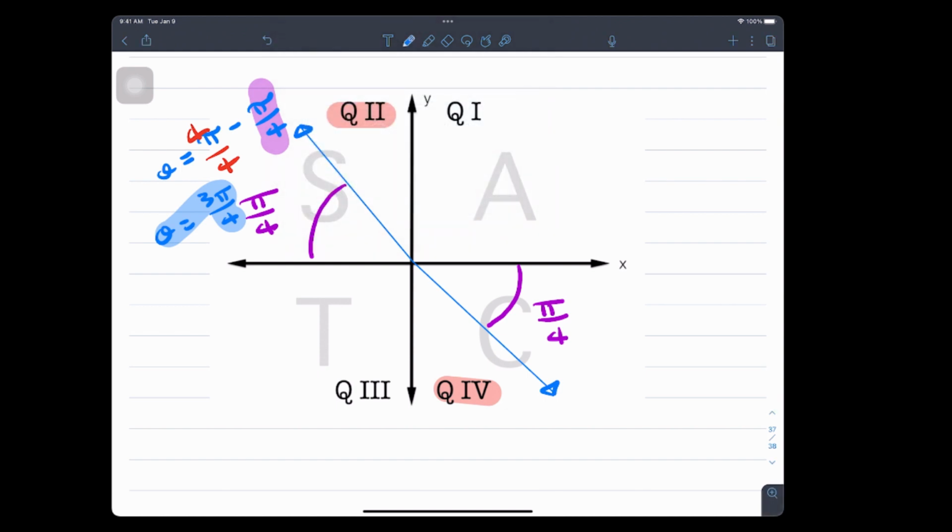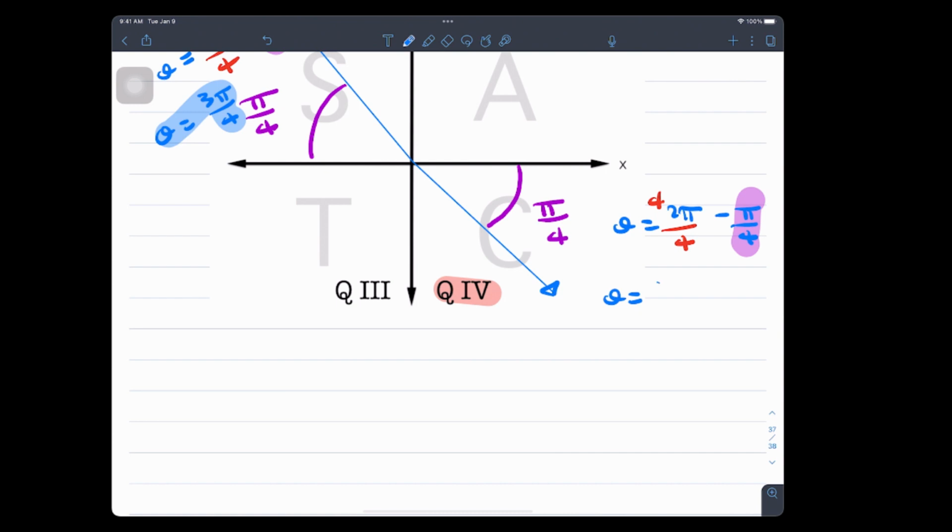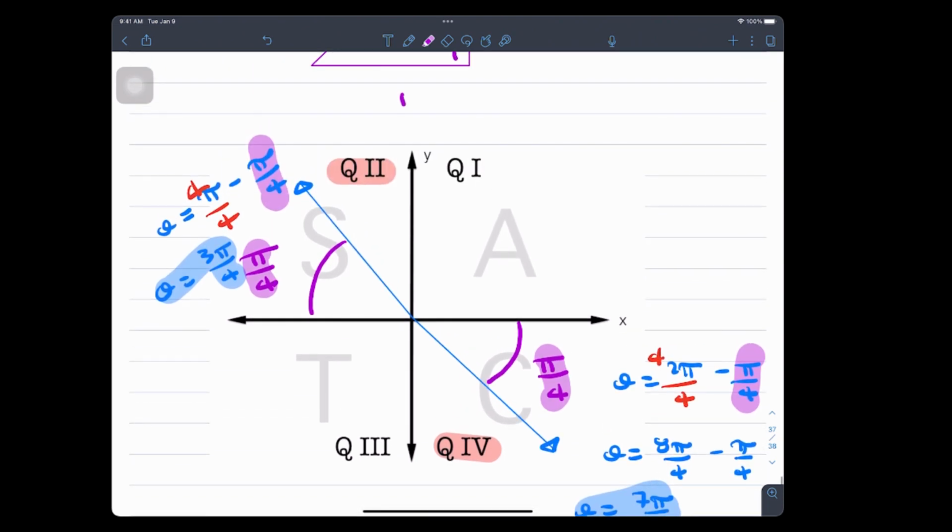What about the opposite quadrant solution? Do you guys know? This is going to be what? 2 pi minus the reference of pi over 4. And multiply the top and bottom by what? 4. So you get 8 pi over 4 minus pi over 4, and this is going to be 7 pi over 4. All right, you guys okay with that? This is where tangent is negative 1.